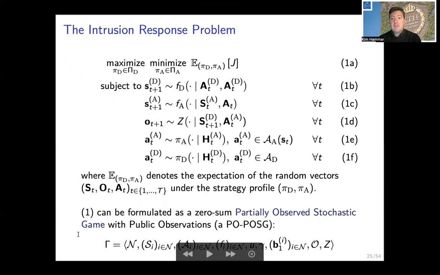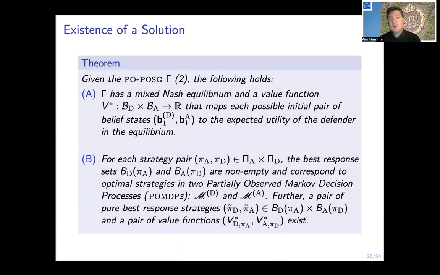Having now formally defined the problem that we want to solve, we can start analyzing it and see how we can obtain a solution. The first thing we can do, the good news, is that we can show that equation 1 has a solution. In other words, the game has a value and a mixed equilibrium exists. So that is the good news, that a solution exists.